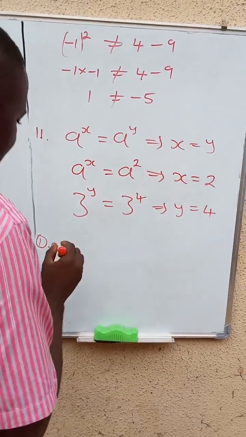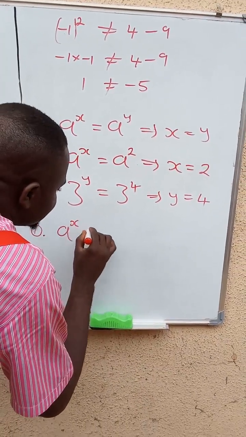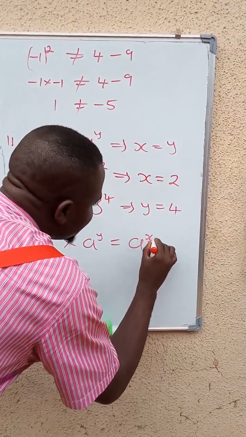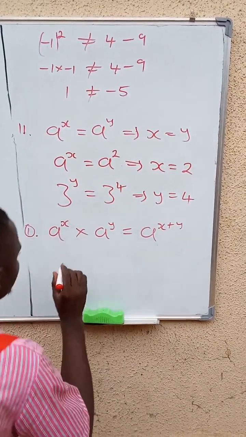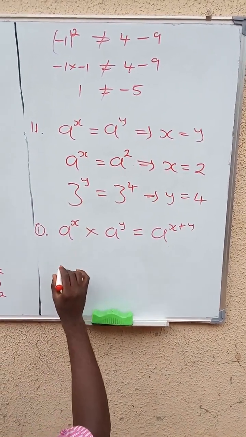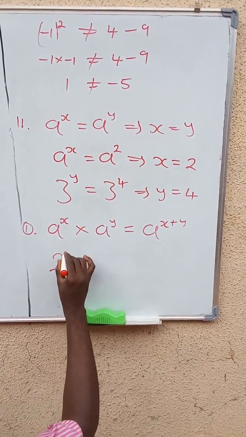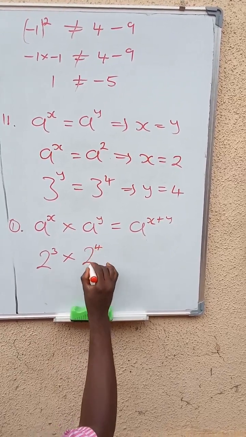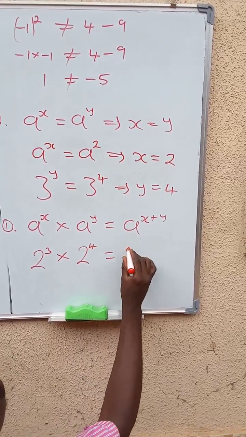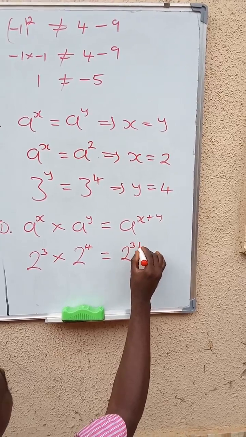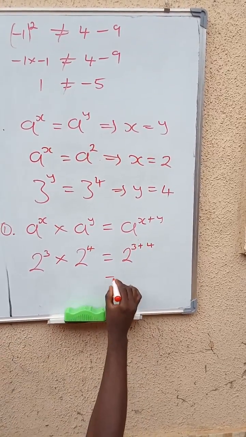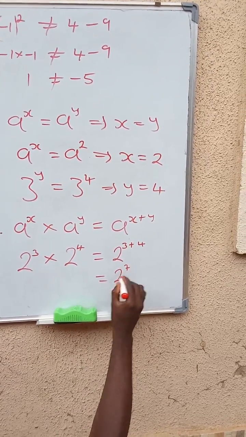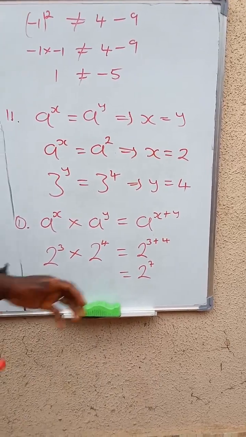I said that a raised to the power of x multiplied by a raised to the power of y is equal to a raised to the power of x plus y. For example, if I have 2 raised to the power of 3 times 2 raised to the power of 4, it's the same thing as saying 2 raised to the power of 3 plus 4, which is 2 raised to the power of 7, because 3 plus 4 is 7.